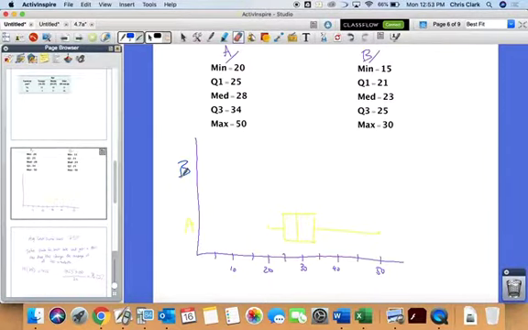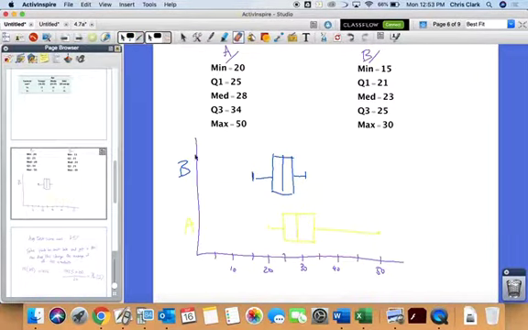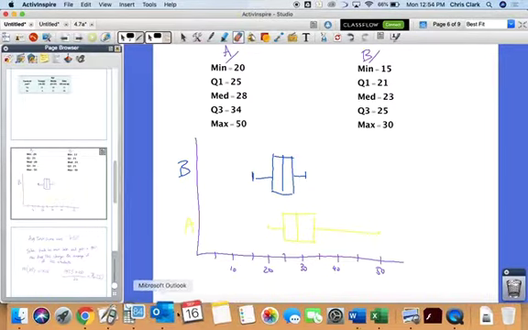If I did B, I'm going to make my box plot here. Q1, Q3, and median are there, and then my maximum is 30. Okay, there's my box plot. That would be my parallel box plots. Now, on this box plot here, box plot A, we have an outlier. We just figured that out. So you would have to denote that.